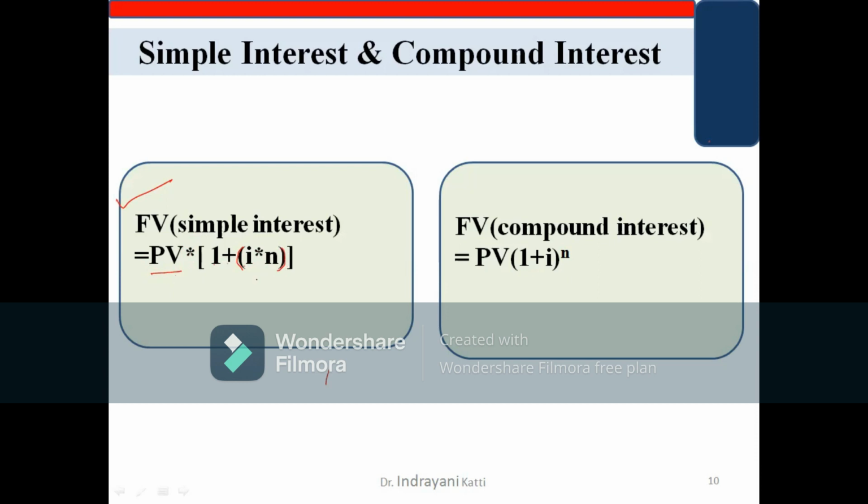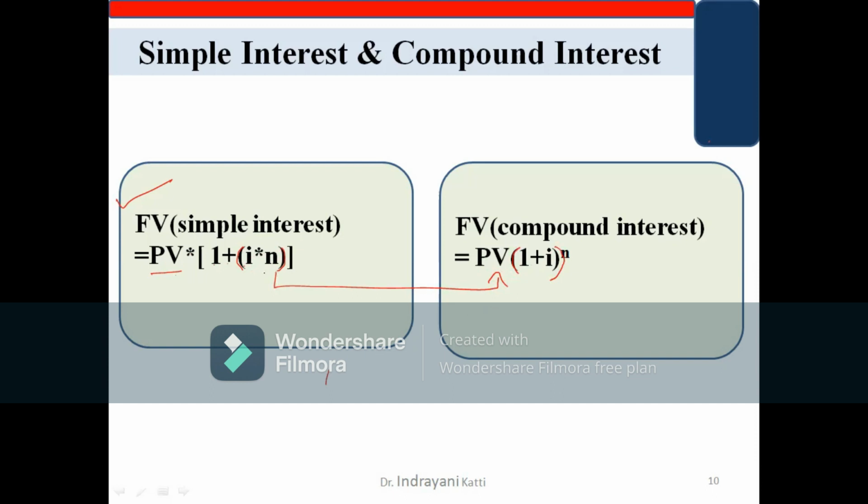Then complete the bracket. This formula is a little bit different compared to the future value when compound interest is made. What is this? PV multiplied by (1 plus i) raised to n. So the whole thing is raised to n. Whereas here it is not (1 plus i) raised to n, but 1 plus i multiplied by n, complete the bracket, and then the whole bracket completes, right?